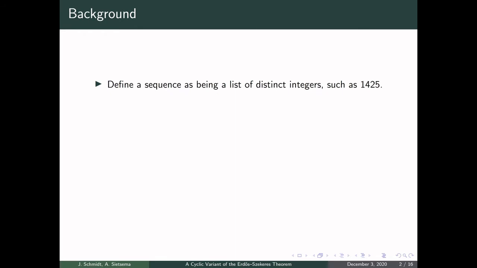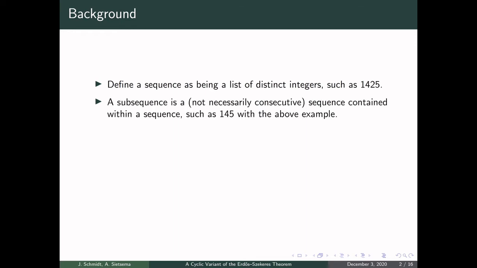To start with, we'll talk about sequences. We define a sequence as being a list of distinct integers. So, for example, we could have 1, 4, 2, 5. We can also talk about subsequences, and a subsequence is a not necessarily consecutive sequence contained within a sequence. So, with the above example, we have 1, 4, 5 as an increasing subsequence.